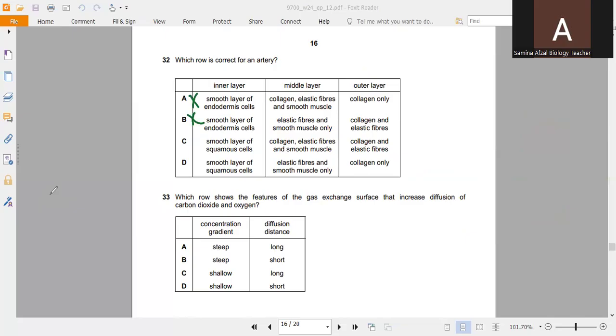So the inner layer has a smooth layer of squamous cells. Yes, epithelial cells, you can say, on the other side. So the inner layer can be any one of these. The middle layer contains collagen, elastic fibers, and smooth muscles.